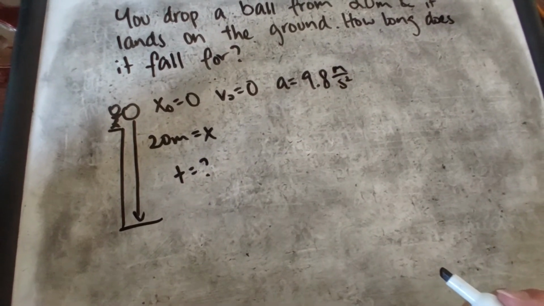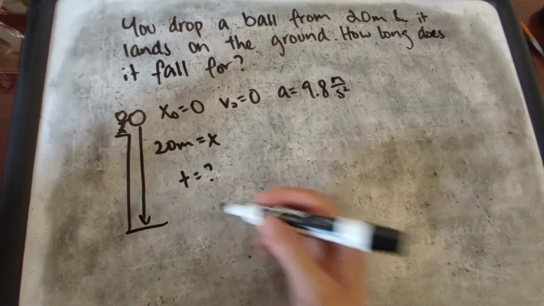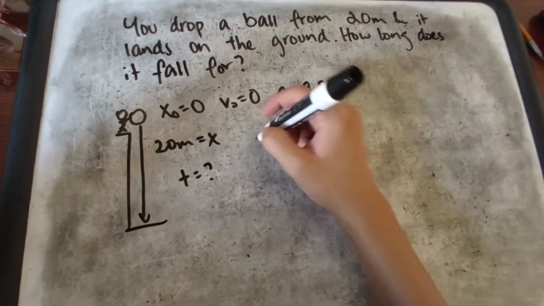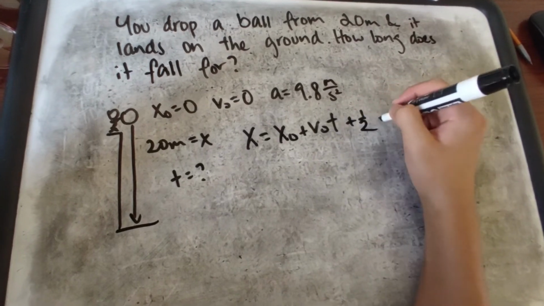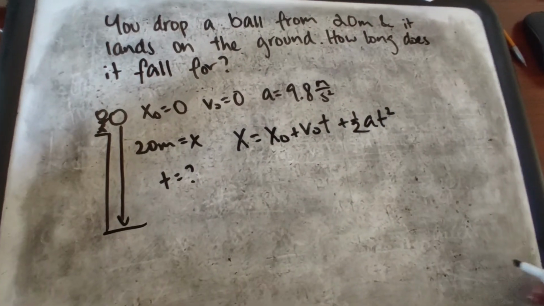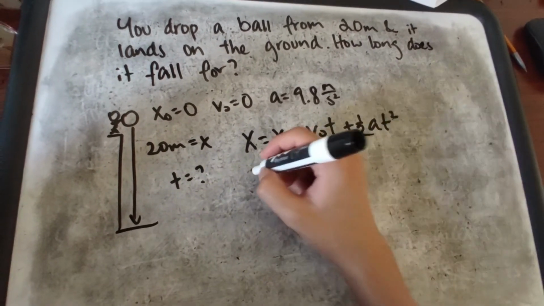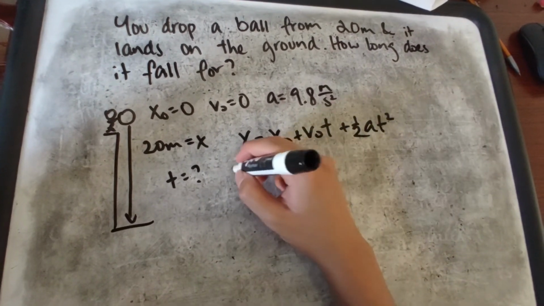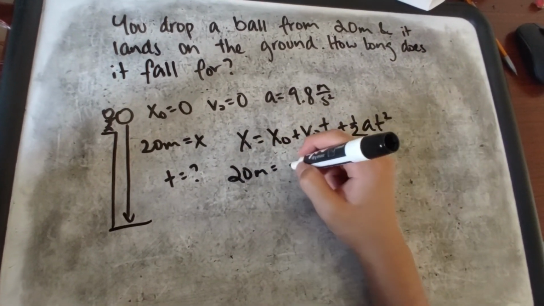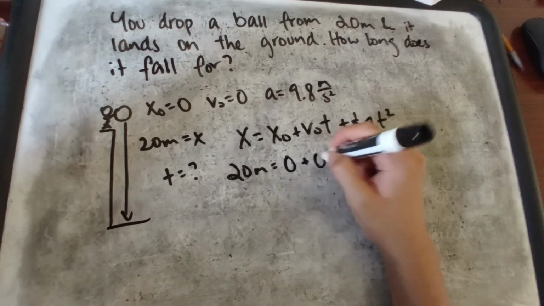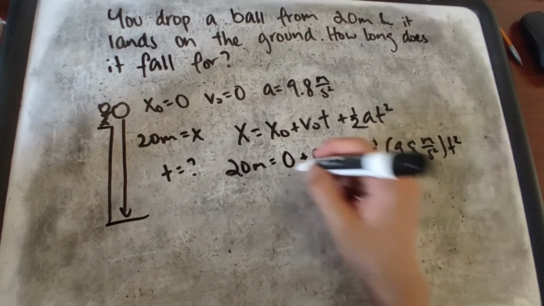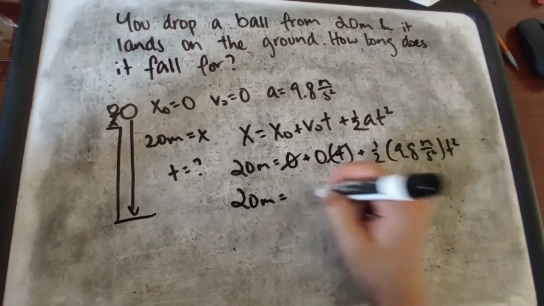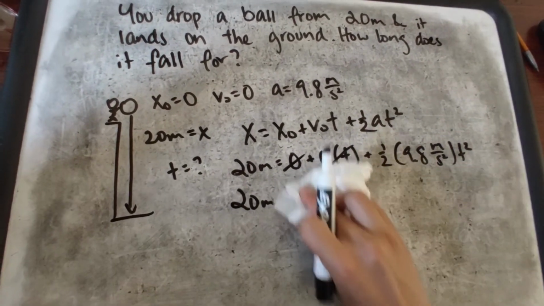And given all of this, the only unknown in that equation is just t, and we can use this equation, x equals x naught plus v naught t plus 1/2 at squared, to solve for t. Now we could just plug these values in. We have 20 meters, 0 for x naught, 0 for v naught, and we don't know what t is. Since these two are 0, we could just cancel those two out and simplify to solve for t.